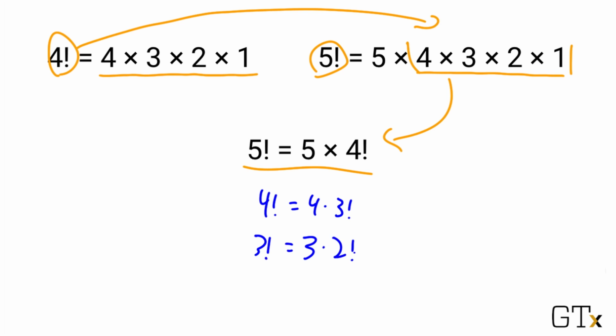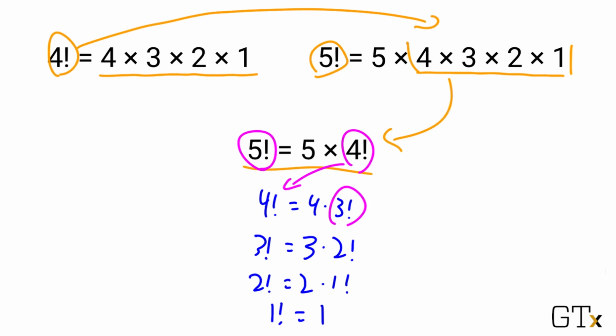The same way, we could define 4 factorial as 4 times 3 factorial, 3 factorial as 3 times 2 factorial, 2 factorial as 2 times 1 factorial, and 1 factorial we would just define as 1. So written this way, if we want to look up 5 factorial, we need to look up 4 factorial, which necessitates looking up 3 factorial, which necessitates looking up 2 factorial, which means we have to look up 1 factorial. And finally, when we look up 1 factorial, we find the value 1.